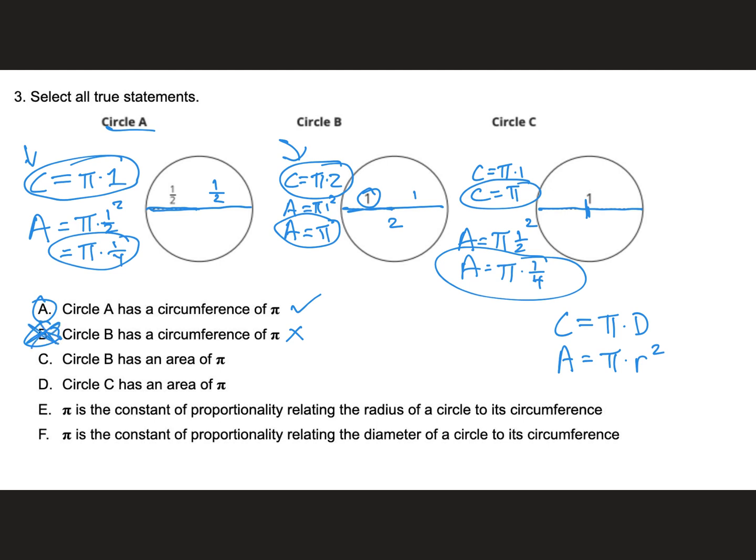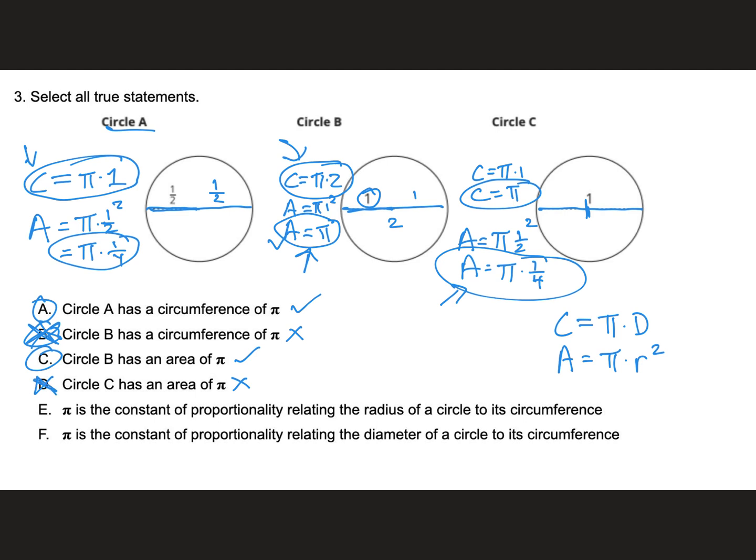Circle B has an area of pi. That is true. It's right there. Circle C has an area of pi. So my area, this one that I found, is pi times 1/4. So this is not true.